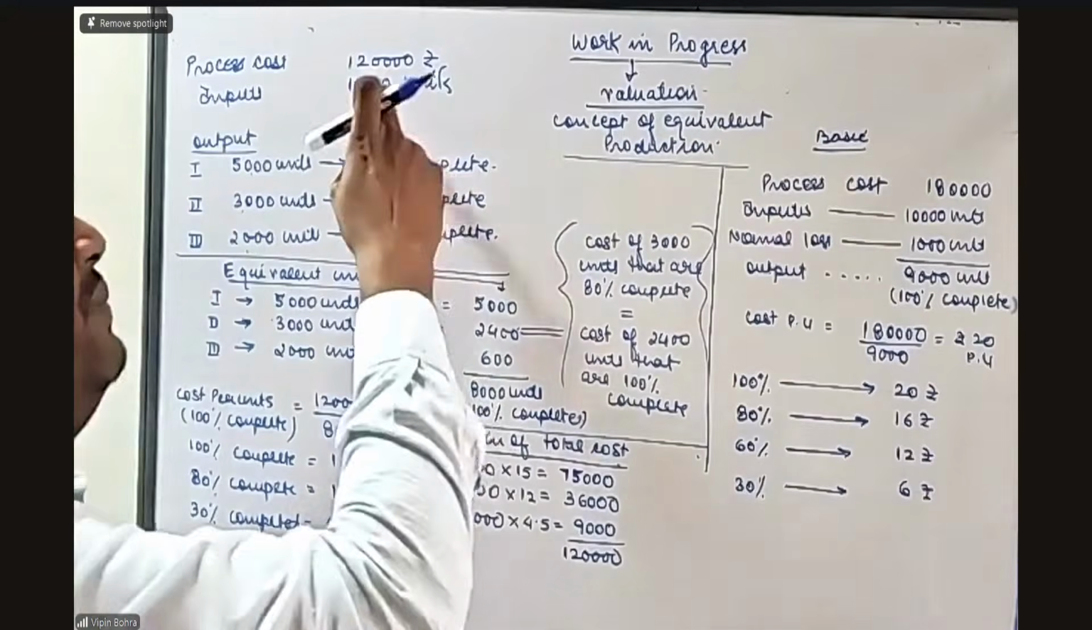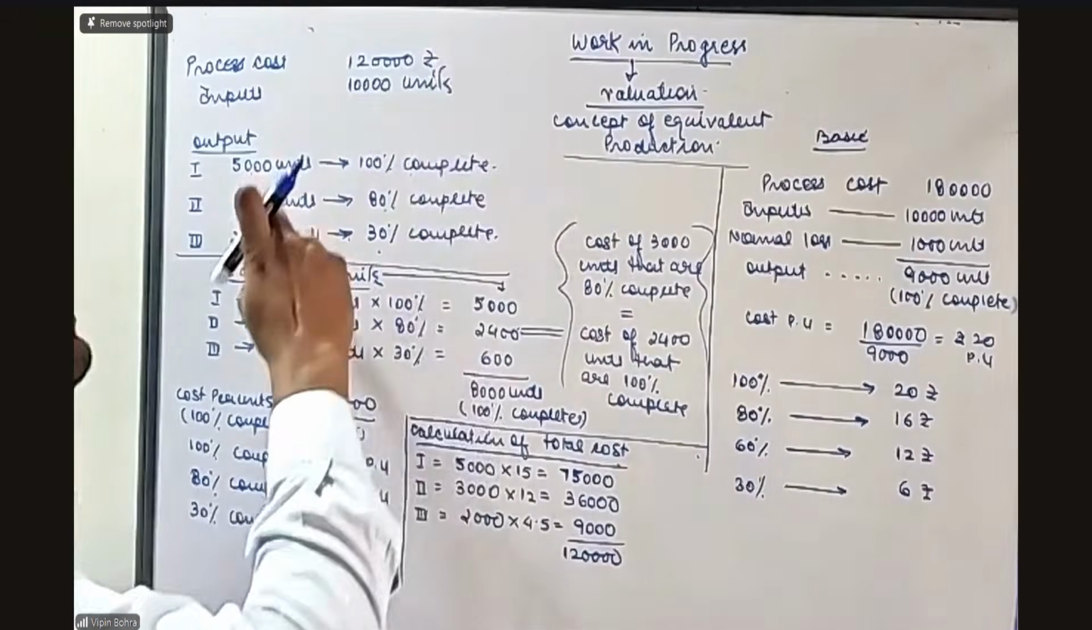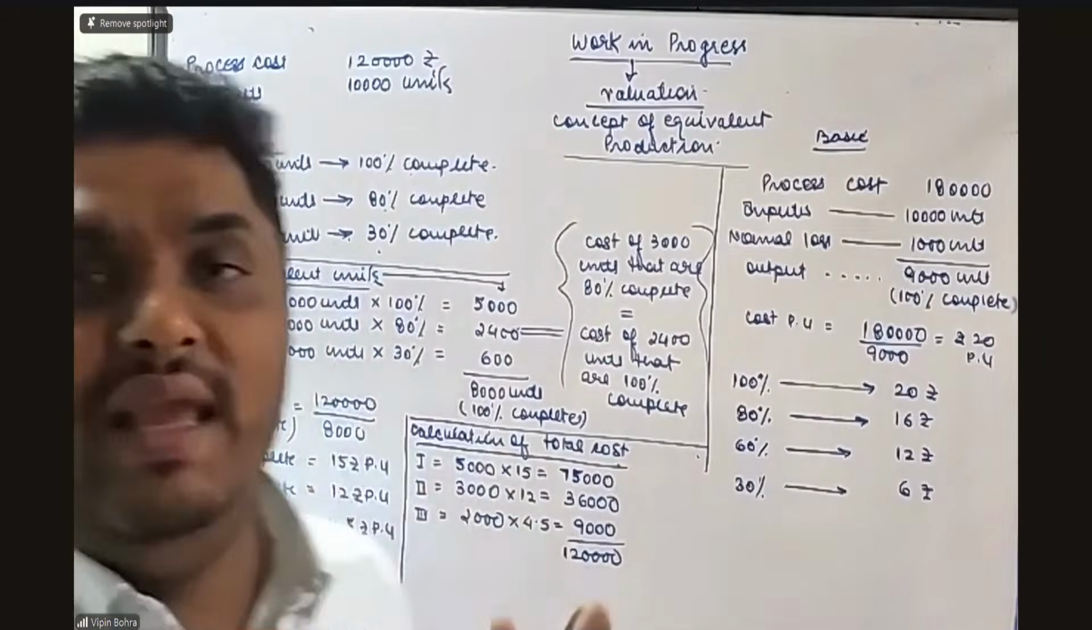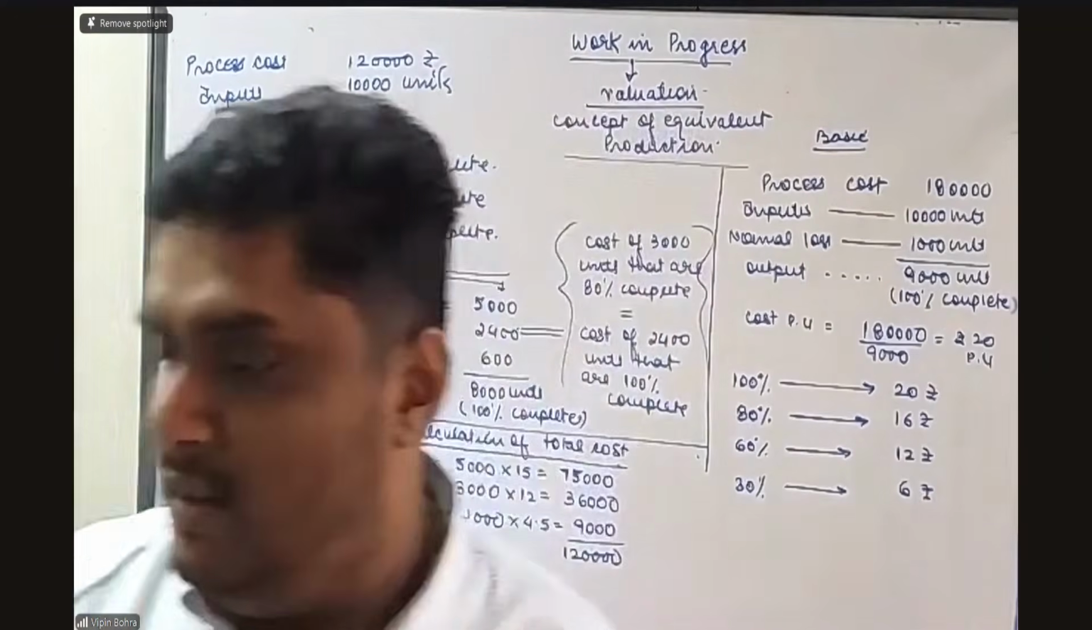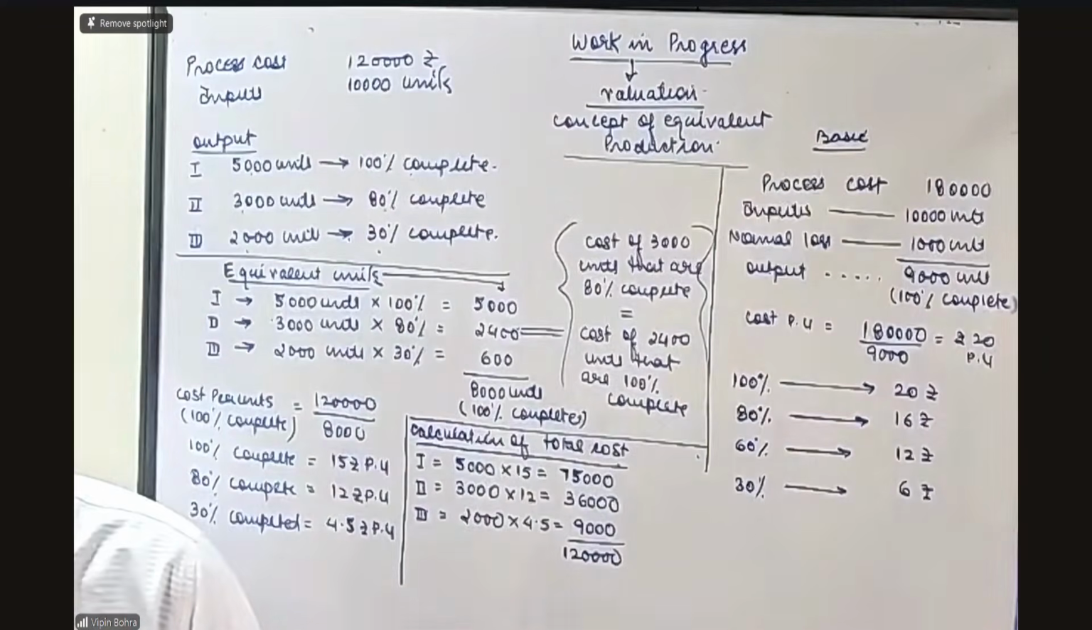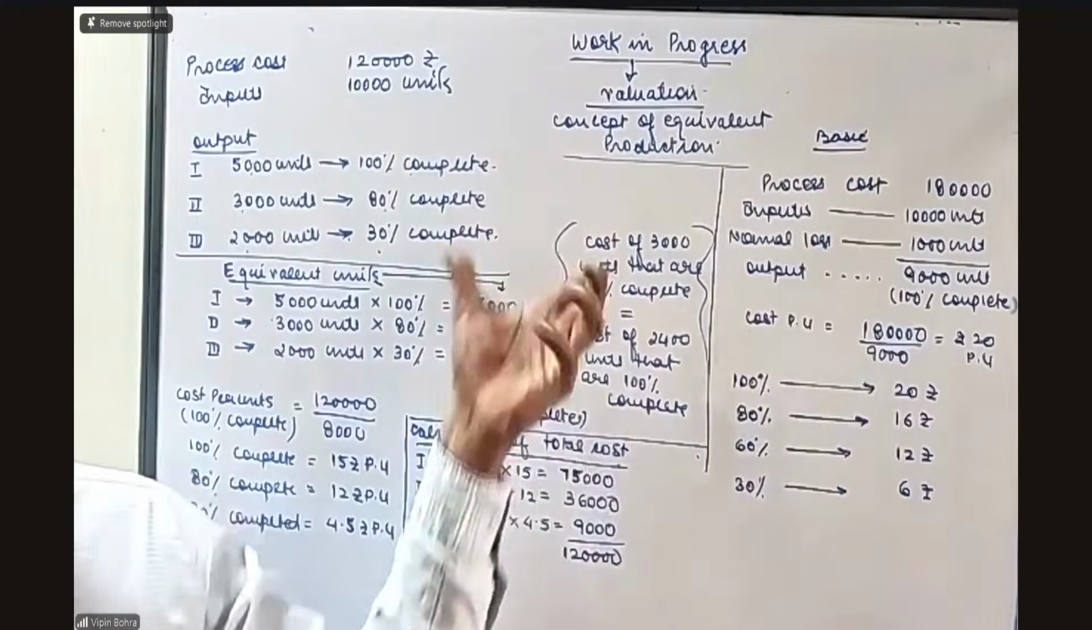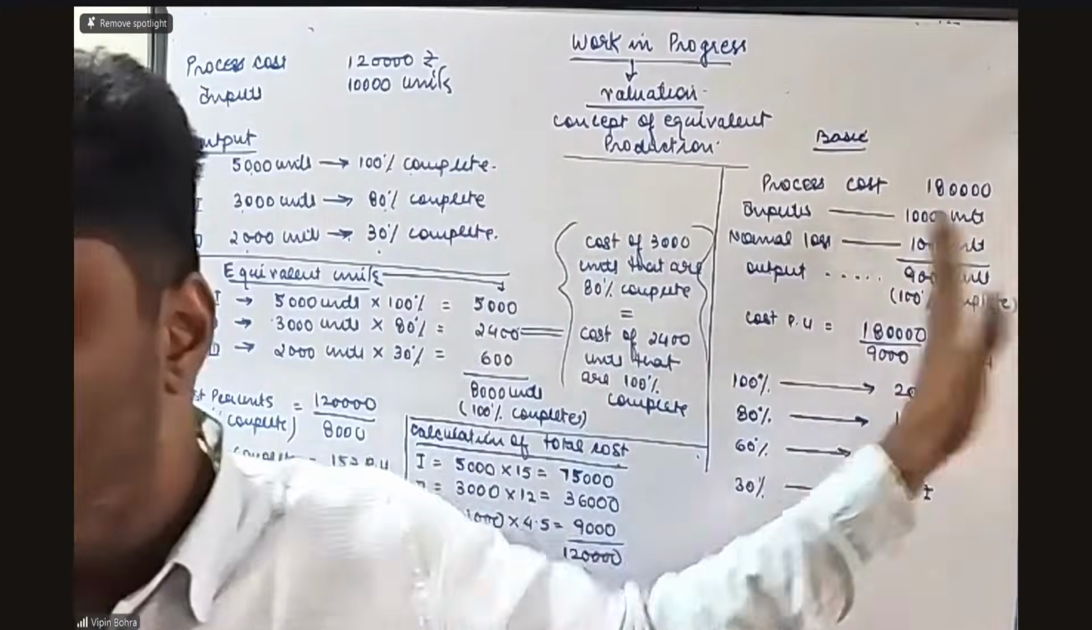Ultimately, we are distributing this cost of 1,20,000 among these three. Nothing else. But the point is, we are distributing it in a systematic way. I'll give you time to copy this section. Just copy this part, please.